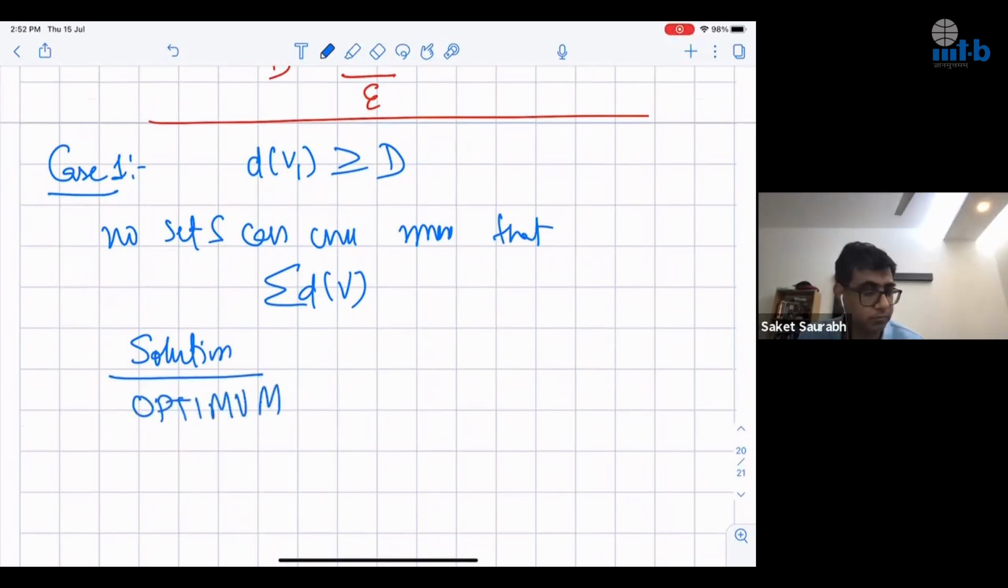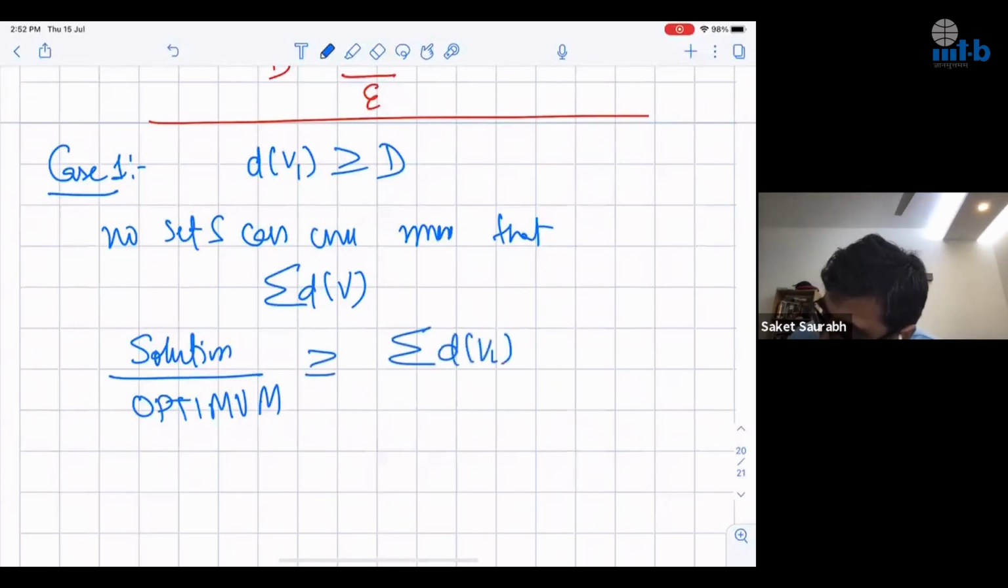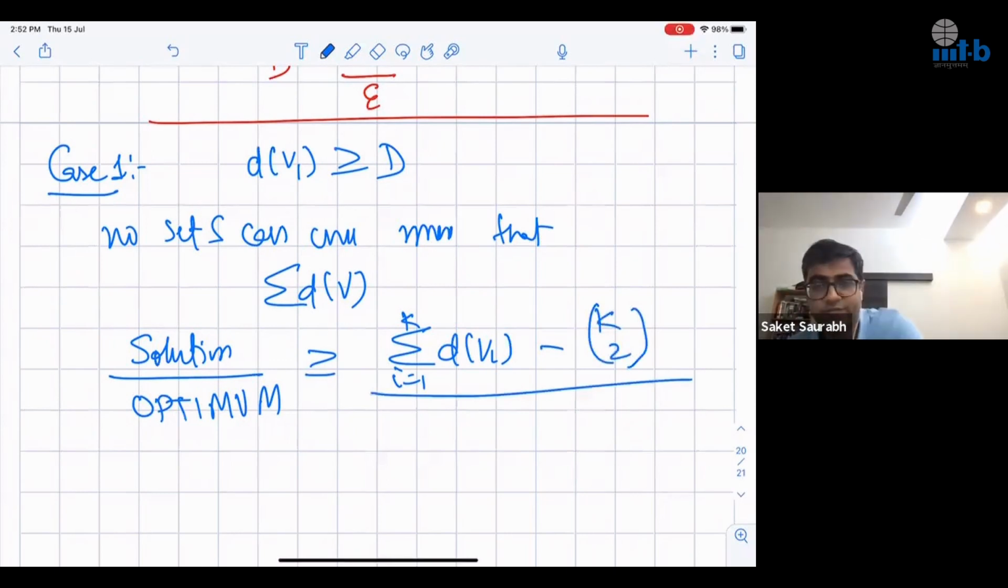Okay, so what is the size of the solution I'm returning? I'm at least returning the summation of d(vi), i equal to 1 to k, minus k choose 2. Do you agree? Is it fine? I'm definitely returning a solution whose value is the summation of degrees of vi minus k choose 2. At least that many edges are definitely covered, because this covers those set of edges twice. And how many edges are you covering twice? Like in the degree sum, at most k choose 2.